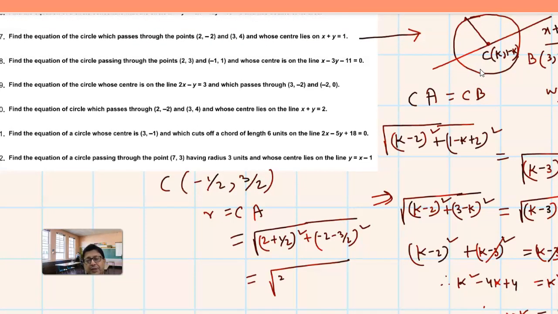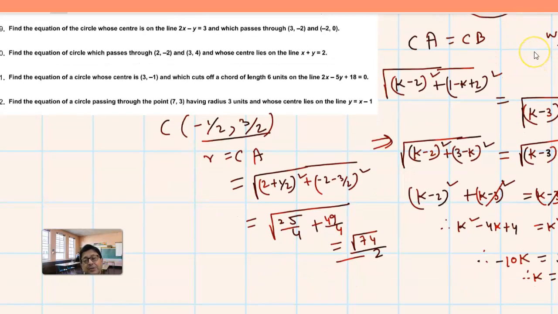So this is going to be 25 by 4 plus 4 plus 3, 7, 9 by 4, no, 49 by 4. So this is under root 74 by 2. Center is known, radius is known. Use center radius form to get the equation, that is x minus x1 plus y minus y1 whole square equal to 74.